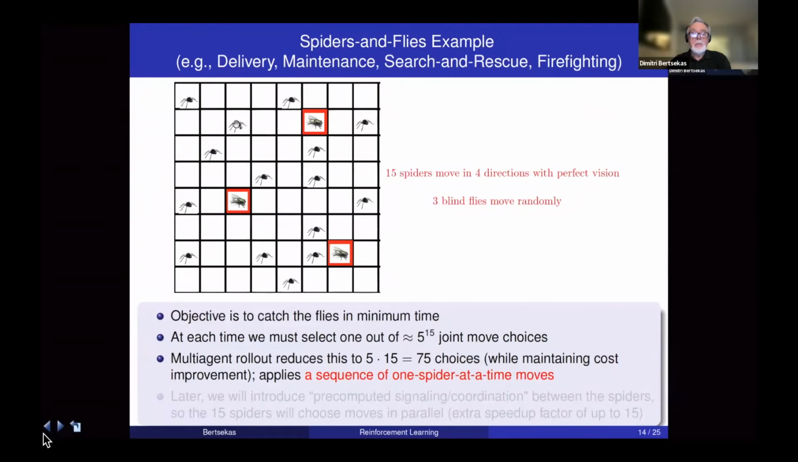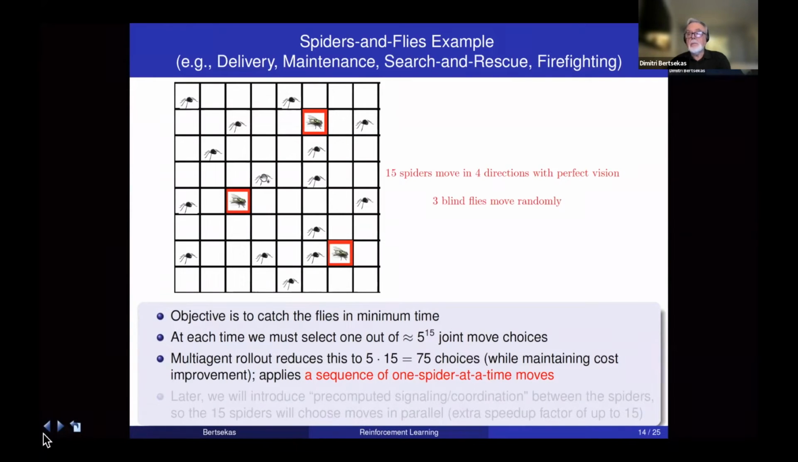selects its move by doing a rollout minimization, assuming that the other spiders use a base heuristic. And the base heuristic that they choose, we are going to assume here, is some kind of a shortest path heuristic. Each spider moves to the nearest fly directly along the shortest path. So there is a base heuristic, a shortest path type of heuristic, and spider number 1 assumes that the other spiders are going to follow this base heuristic. It's going to select one of the 5 possible choices.